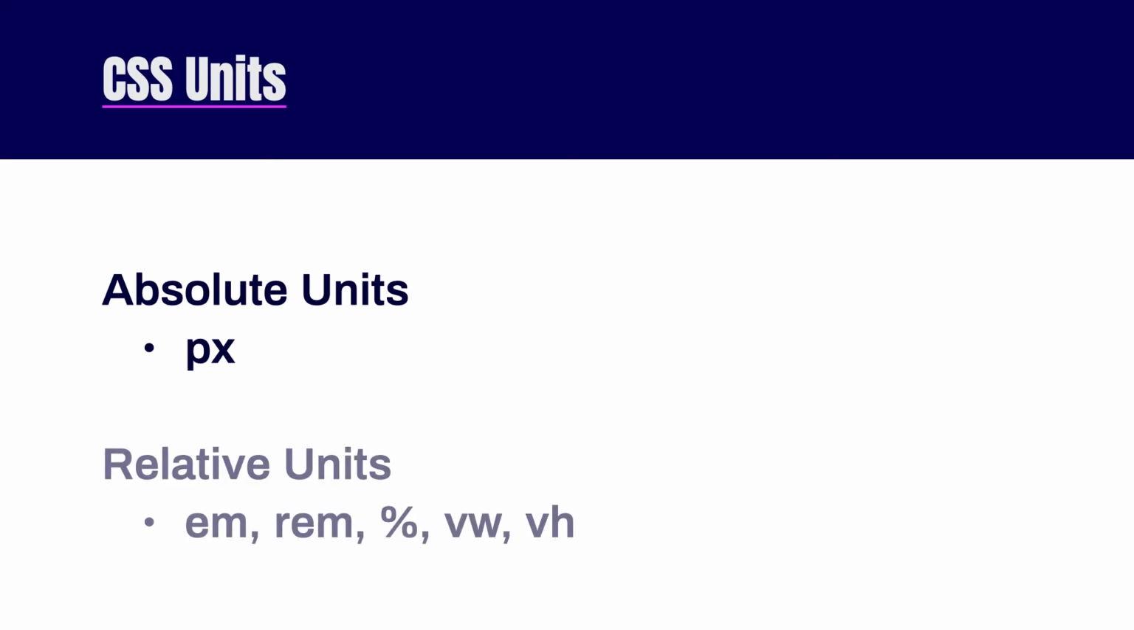The second type of units are relative units. So em, rem, percentage, vw, and vh are the most common ones that you'll use. With relative units, this is where things get interesting. They will scale depending on how you use them in your HTML. There are other absolute and relative units other than the ones listed here, but these are the most common and the ones that you absolutely need to know. Let's dig into some code and see some examples.